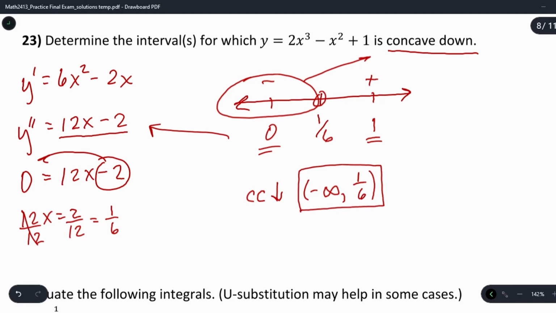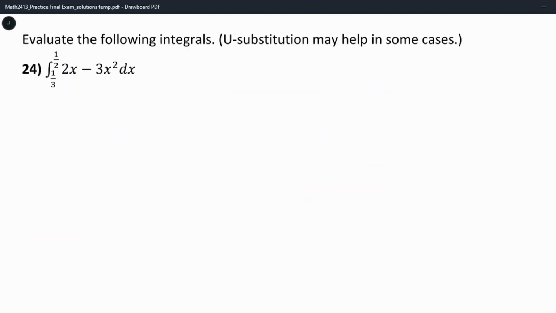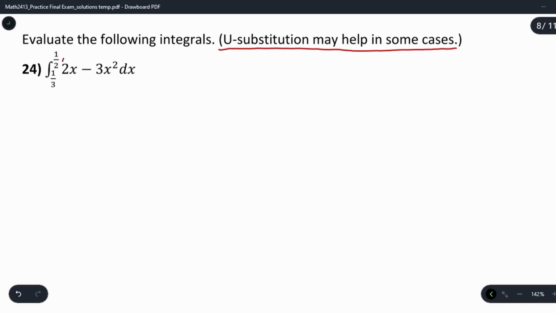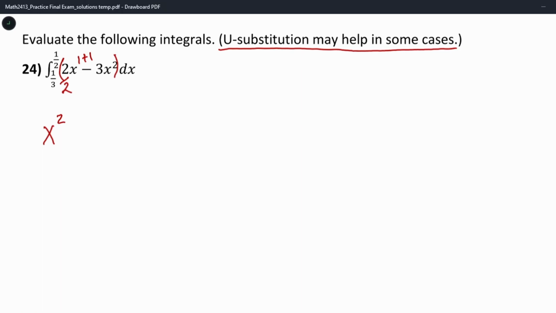and that's going to do it for this problem. Next, number 24, we need to evaluate this definite integral. Now it says use substitutions may help, but in this case I can see that I have just a simple polynomial expression, so we're going to find the antiderivative of each term separately. The antiderivative of 2x is x squared. We know that because when you do the power rule backwards, you have to add 1 first to the exponent, giving us x squared, and then you divide the coefficient by the new exponent. 2 over 2 is 1.